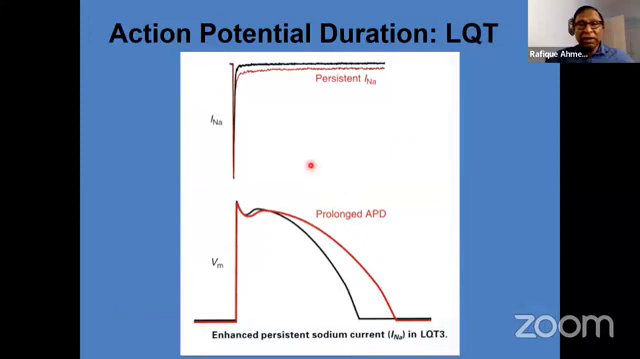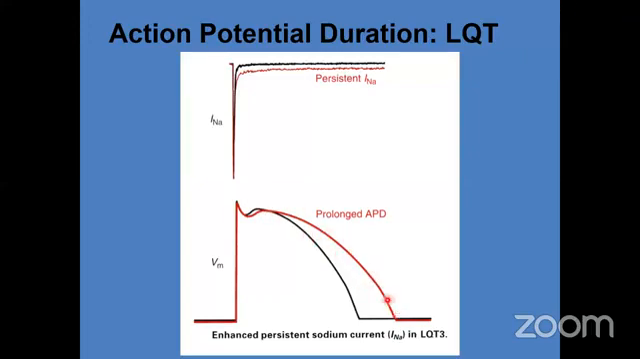So let's look at a condition like long QT3, what happens? There is a problem with the sodium channel. It keeps a persistent sodium current. So the sodium channel was supposed to close up here so that it doesn't let any more sodium come in, but it continues to let sodium come in, and it prolongs the action potential.